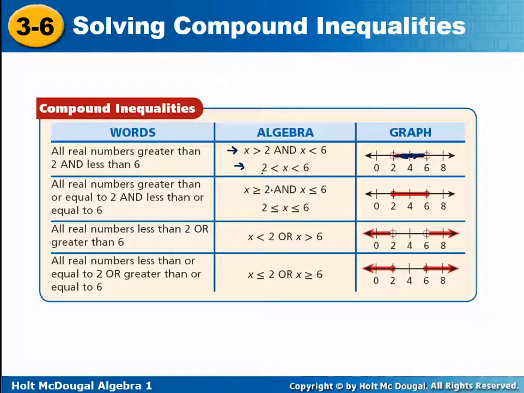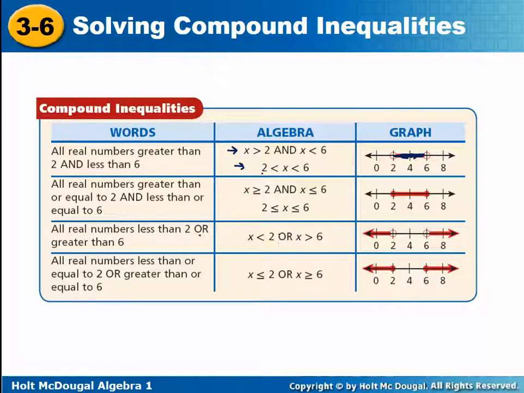Here's an example that included the "or equal to." All real numbers greater than or equal to 2 and less than or equal to 6. So then we would use closed circles at those points. You can also do one can be an open circle and one can be a closed circle. They don't both have to be the same. And we'll look at an example of that.